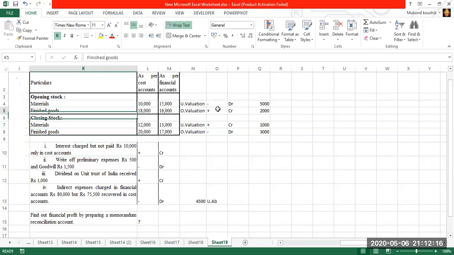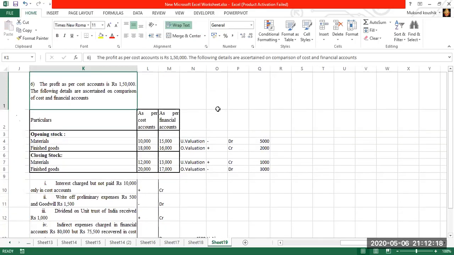Only they have given certain items with regard to stock. Now they have given the profit as per cost account as 1,50,000. The following details are assigned on comparison of cost and financial accounts. Here they have given profit only as per cost accounting or costing books. They have not given the amount of profit as per financial accounts.